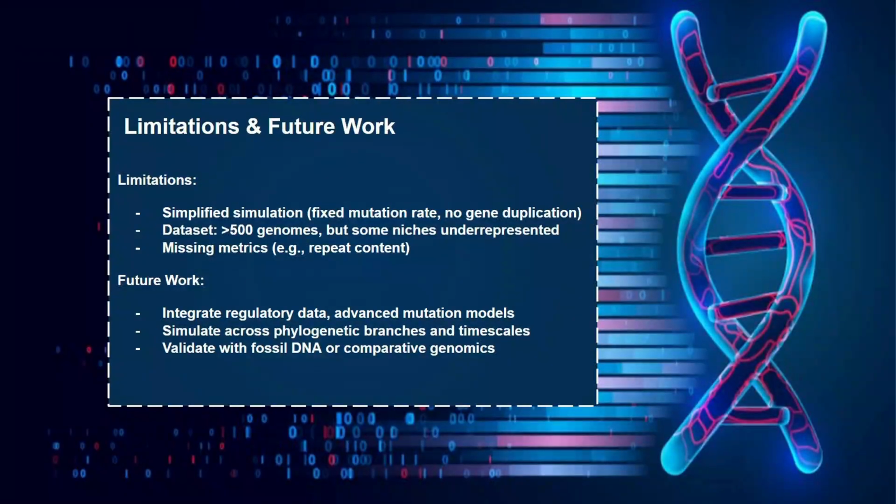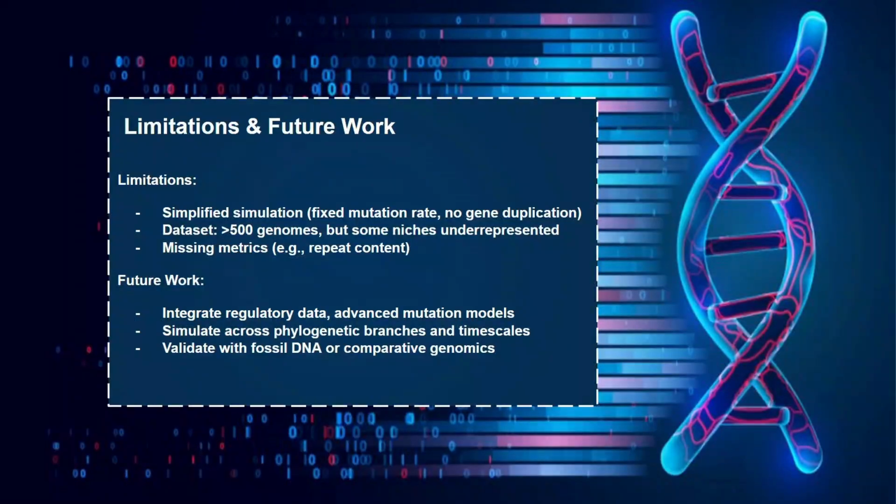Second, while our dataset was substantial, covering over 500 eukaryotic genomes, it could still be improved. Some ecological niches were underrepresented, and additional genomic metrics like lipid content or non-coding RNA density were not included. Looking ahead, we see exciting opportunities to build on this work. We could integrate gene regulatory data, more advanced mutation models, and even stress-induced genome changes.